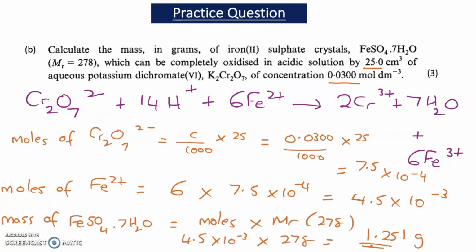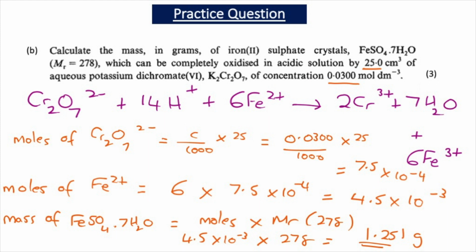If you got the correct value for the moles of dichromate, you get 1 mark. If you had the correct value for the moles of Fe2+, you get 1 mark. And you get the final mark for getting the mass of iron 2 sulfate correct.